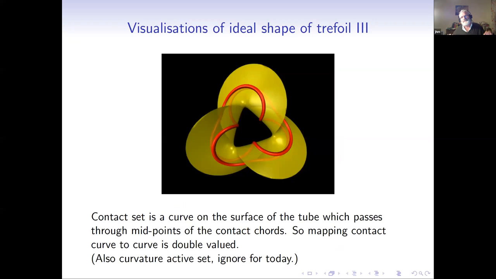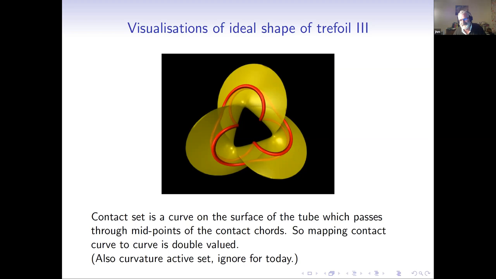So where do the tubes touch each other? The tubes touch each other at the middle of all the contact chords. You see, because now there's this surface, I've now turned it yellow. It's sometimes hard to imagine it, right? So there's this line here, and then you put a red dot at the midpoint. And then as the surfaces sweep around, the midpoints sweep around, and they make a curve. And guess what? That's another trefoil knot.